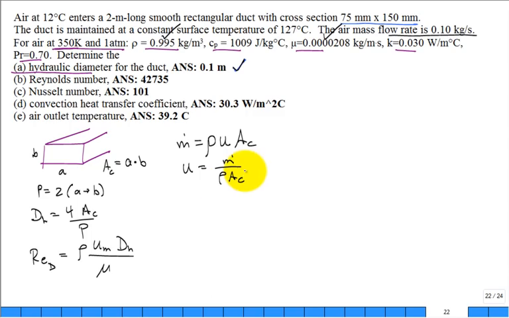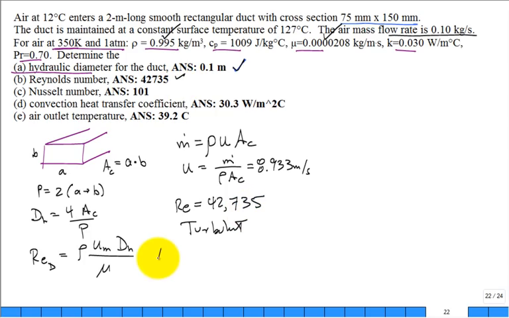All right, the speed is 8.933 meters per second. Anybody get that? Yeah. And then the Reynolds number comes in at 42,735. Laminar or turbulent? Turbulent. Don't use 4.36 or 3.66. Nope, nope, nope. Remember, what is our Nusselt number?